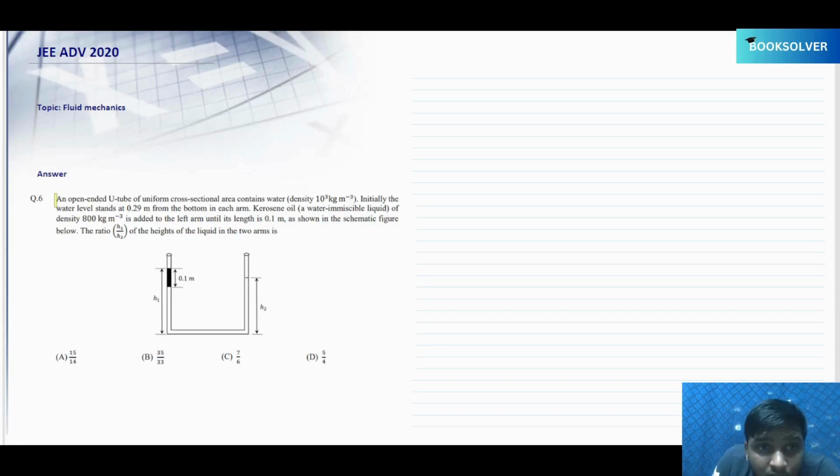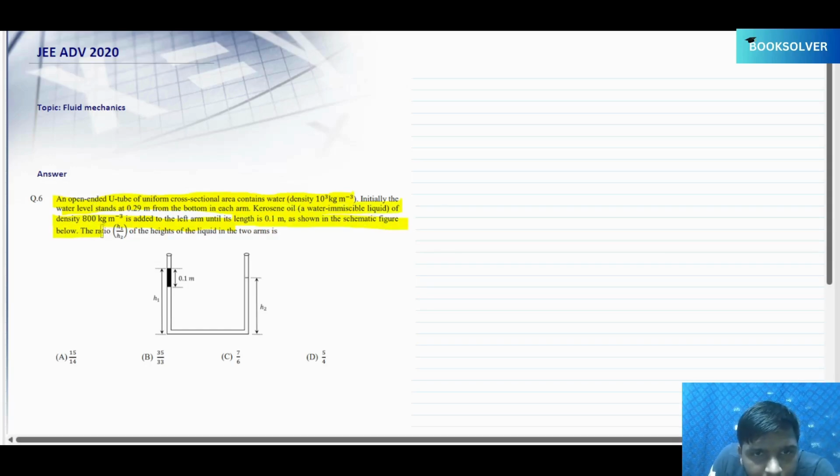First, read the question. We are given an open-ended U-tube with some cross-section area which contains water initially, and the water level stands at 0.29 from the bottom in each arm. Kerosene oil, a water-immiscible liquid of density 800 kg/m³, has been added until its length is 0.1 as shown in the schematic figure below. The ratio of H1 and H2, the heights of the liquid in the two arms, is?